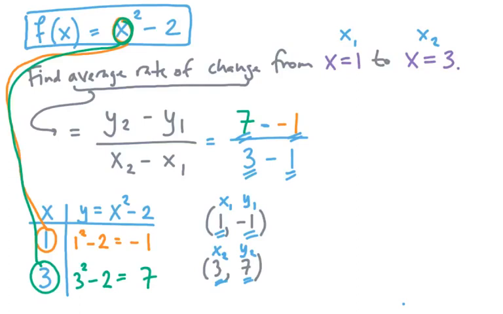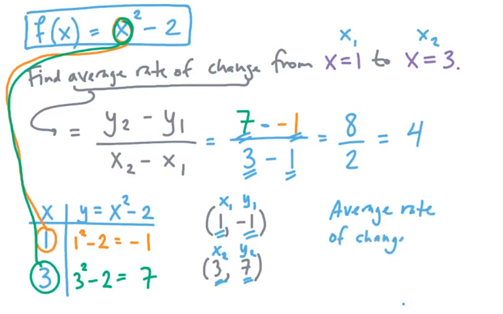So let's go ahead and work out the arithmetic here. 7 minus -1 would just be 8. 3 minus 1 would just be 2. 8 divided by 2 is 4. So the average rate of change for the function over that interval is 4.